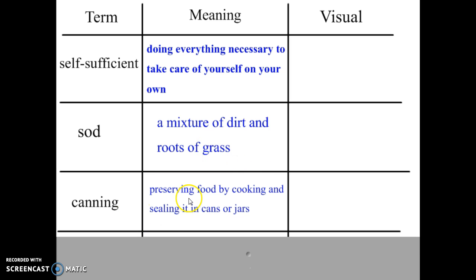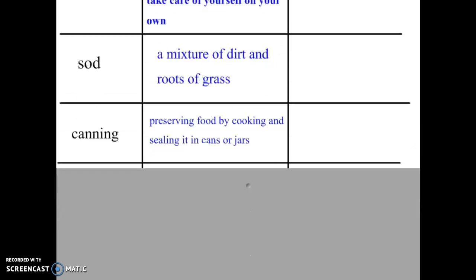Canning. Preserving food by cooking and sealing it in cans or jars. This is something you may even do with your own family still today. So a lot of people do that with fruit preserves, like strawberry preserves, or maybe even pickles. Okay, but this was an important aspect of life on a farm.